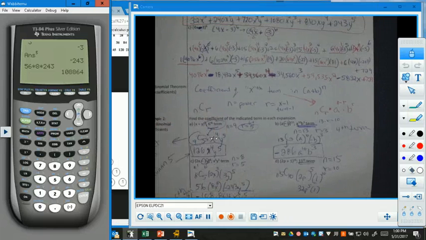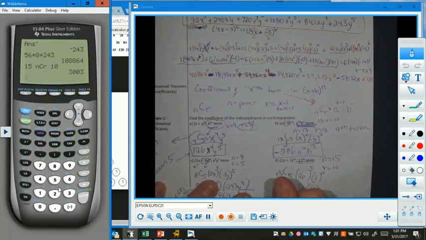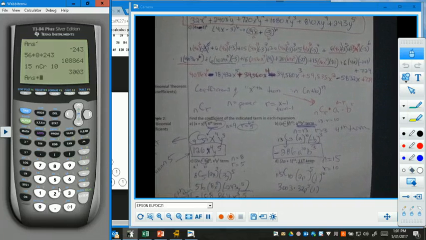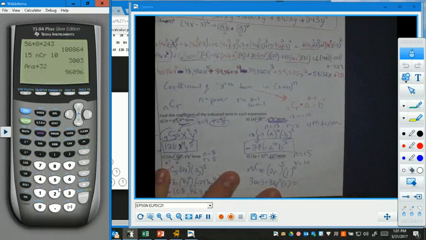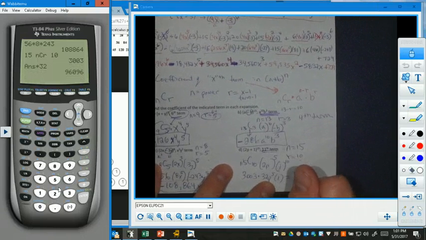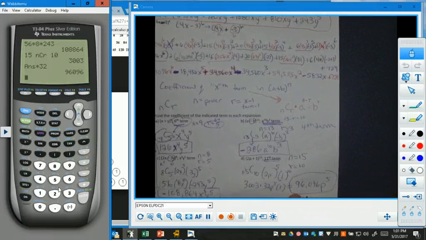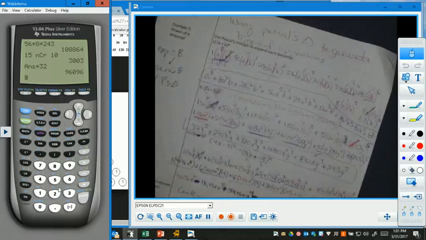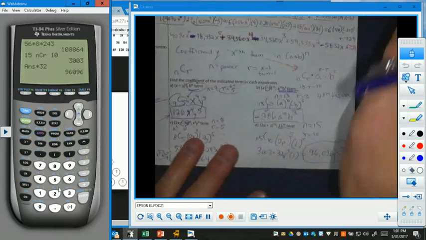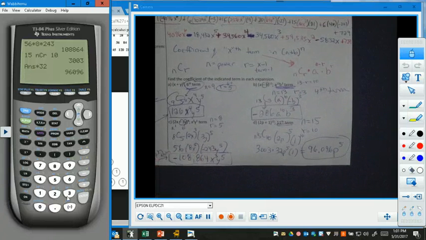And now I'm going to do my nCr. So I have 15 choose 10, which is 3003. Multiply that by 32, and my final answer is 96,096 p to the 5th. That concludes the notes for today.